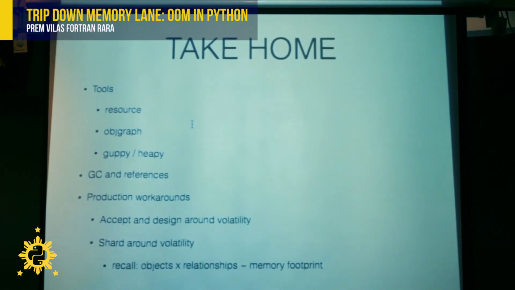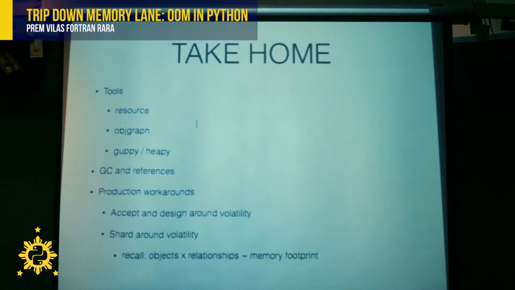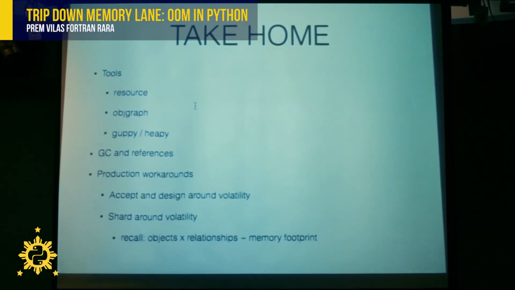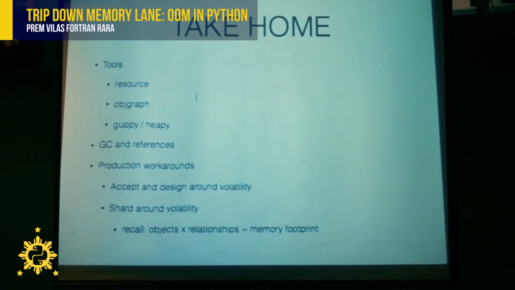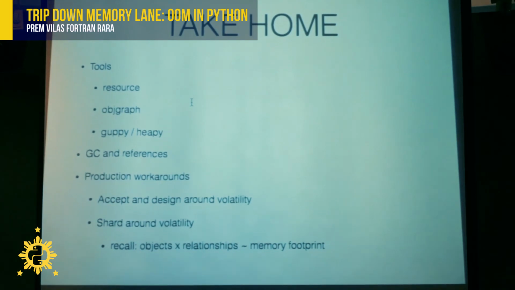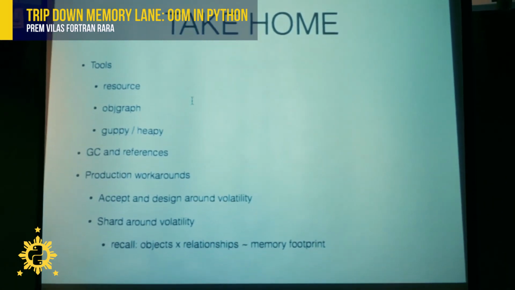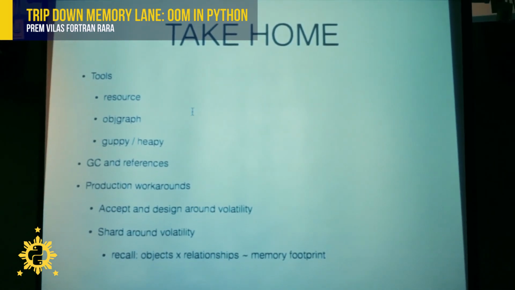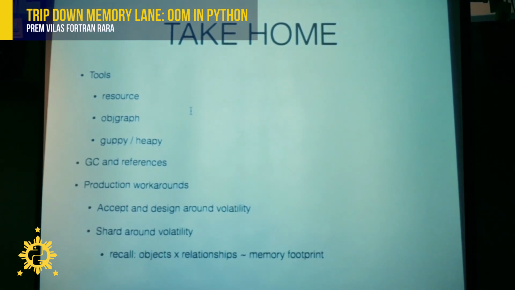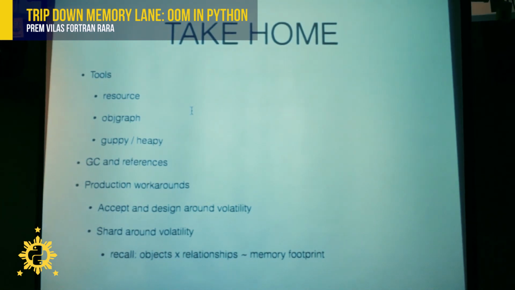So my take home would be, again, resource for RSS, main memory, OBJ graph allows you to see your objects, their type, and which objects are consuming a lot of memory. It's already sorted. You can use CP to check your heap. Referencing can really go out of proportion, so you have no choice. You really have to deep dive, especially if it's a big project.